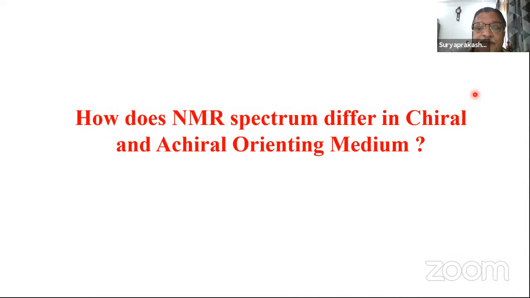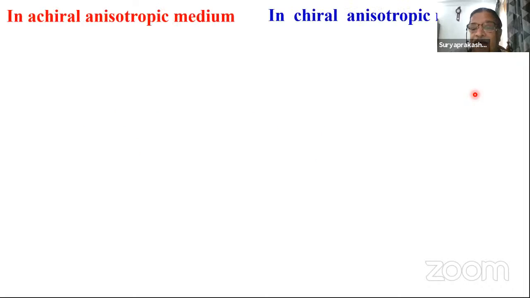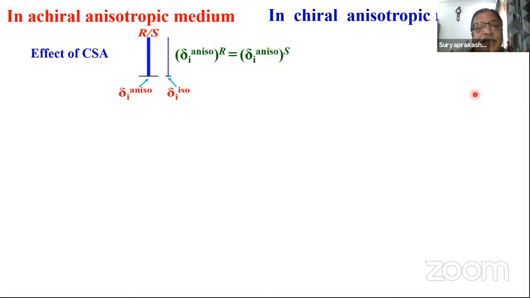How does the NMR spectrum differ in a chiral orienting medium? I want to show you. This is very interesting. Take an example of a molecule like this, any simple molecule. If I take the chemical shift of R and S in the isotropic medium, you will not distinguish. You don't know what is the chemical shift of R, what is S. Whereas, if I put it in a chiral anisotropic medium, the chemical shifts of R and S get separated out.